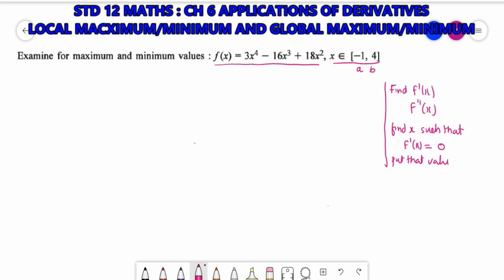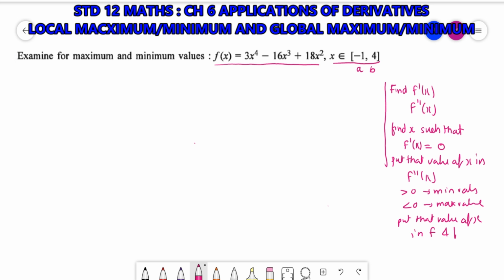Put that value of x in f double dash x. Greater than 0, minimum value. Less than 0, maximum value. And then put that value of x in f and find maximum and minimum values. Okay, so these are the various steps. So what is the first step? Find f dash x and f double dash x.